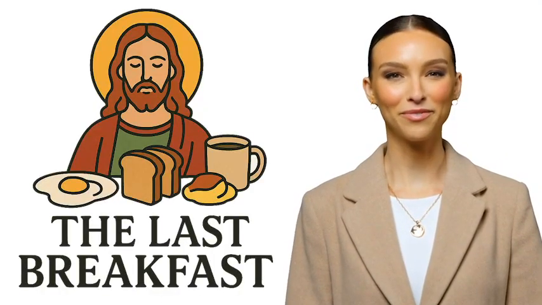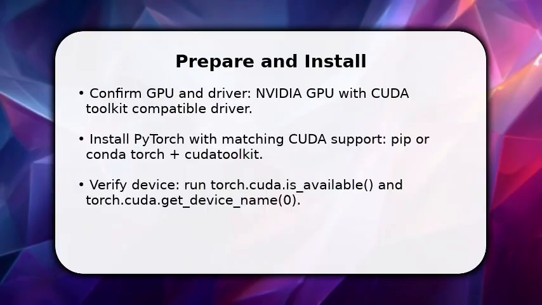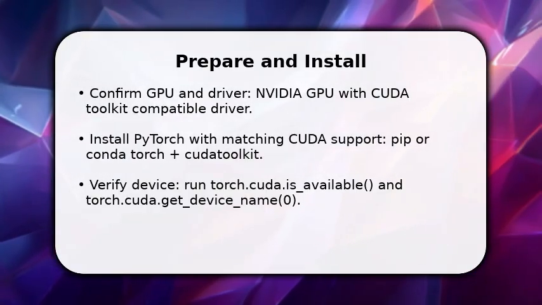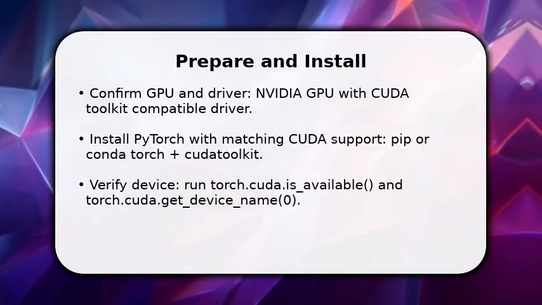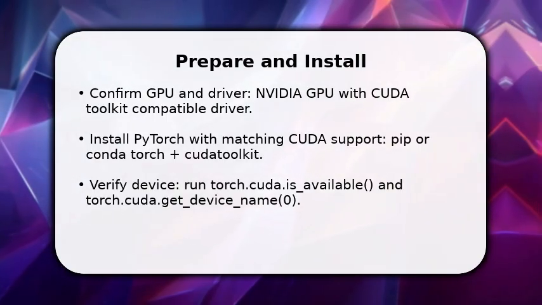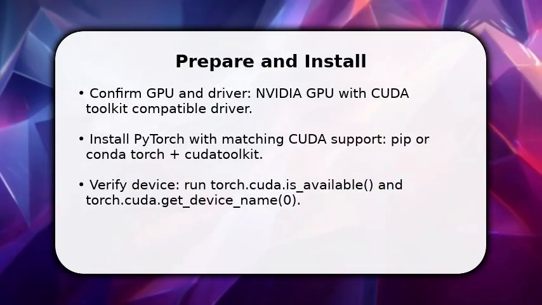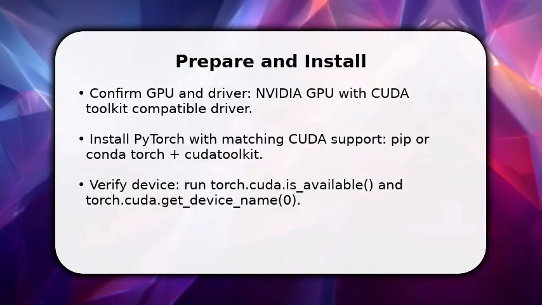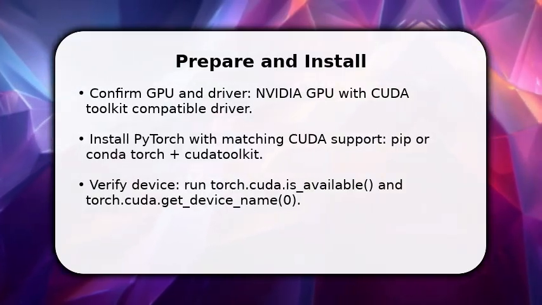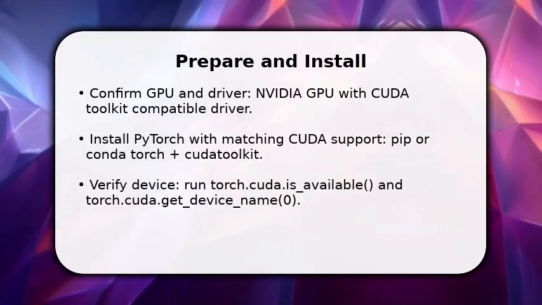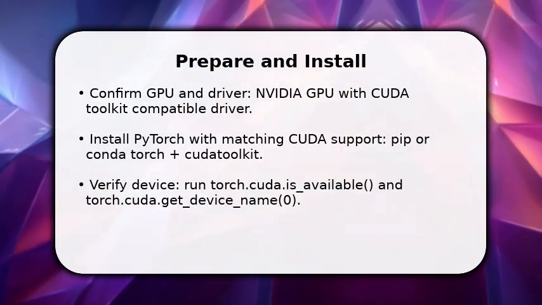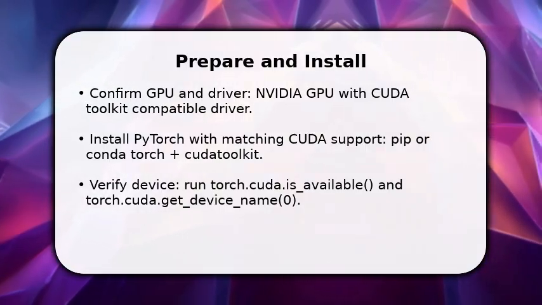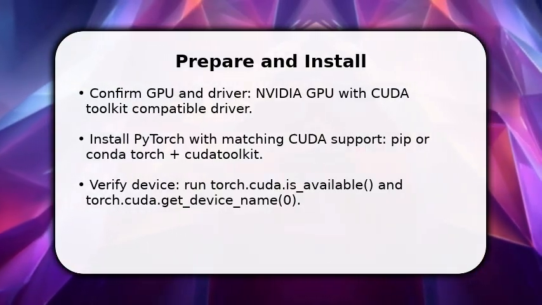Please enjoy the video. You start by confirming your environment. Check that an NVIDIA GPU is present and drivers match a CUDA toolkit. Once done, install PyTorch built for your CUDA version via pip or conda so binaries include GPU kernels. Then immediately verify in Python: import torch, check torch.cuda.is_available, and print the device name and memory. This step prevents wasted time later and ensures the runtime will accept tensors and modules on CUDA devices right away.